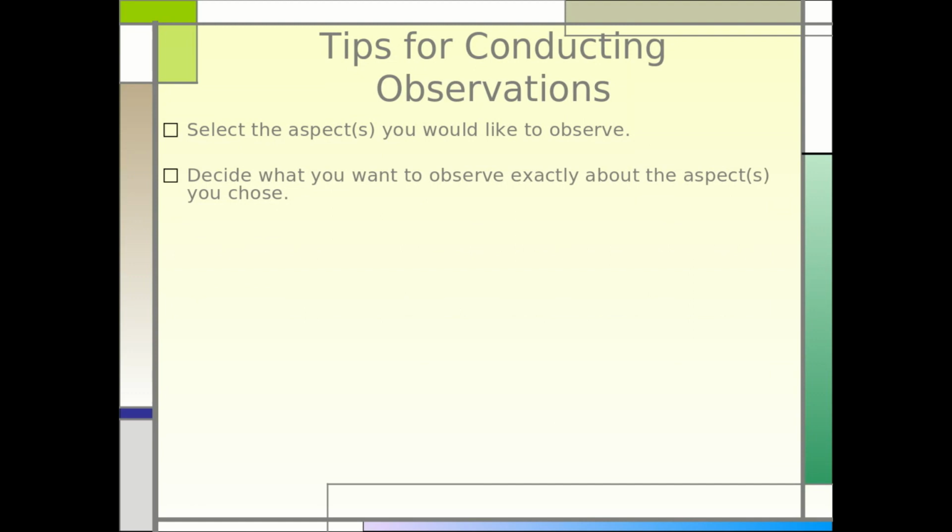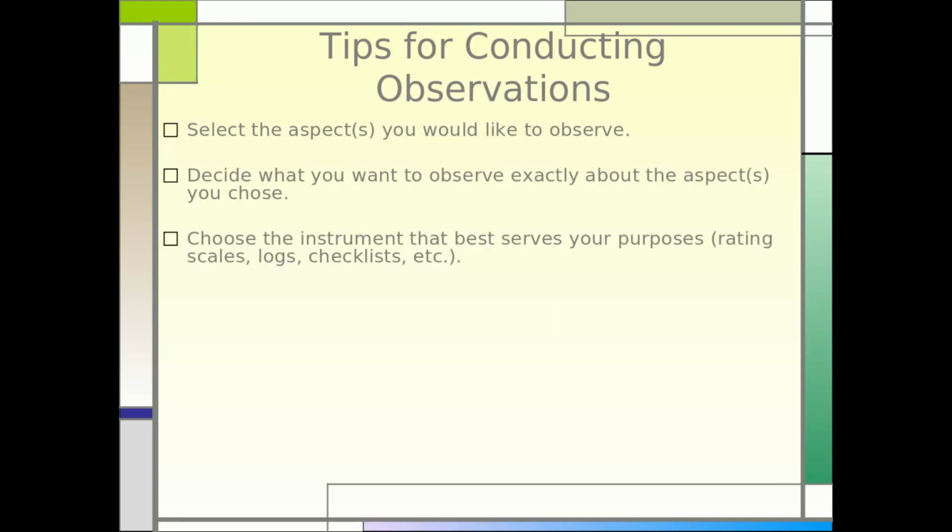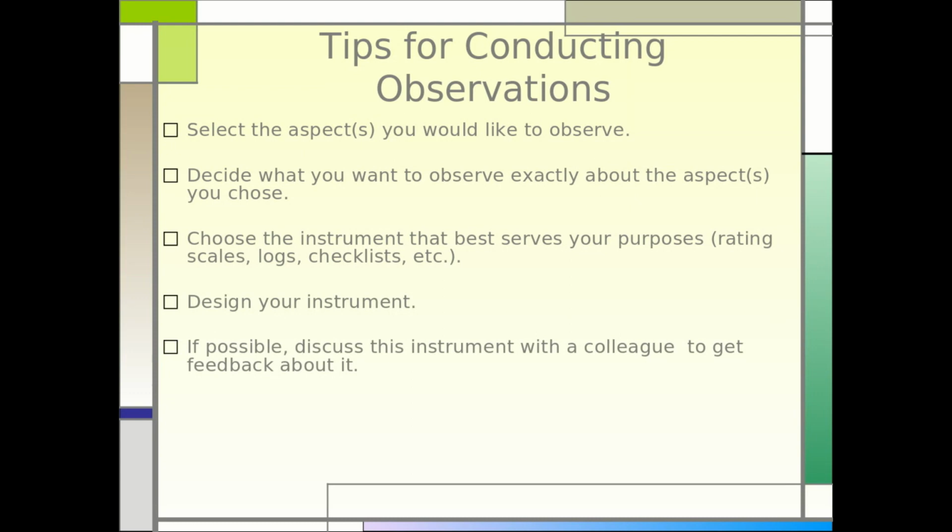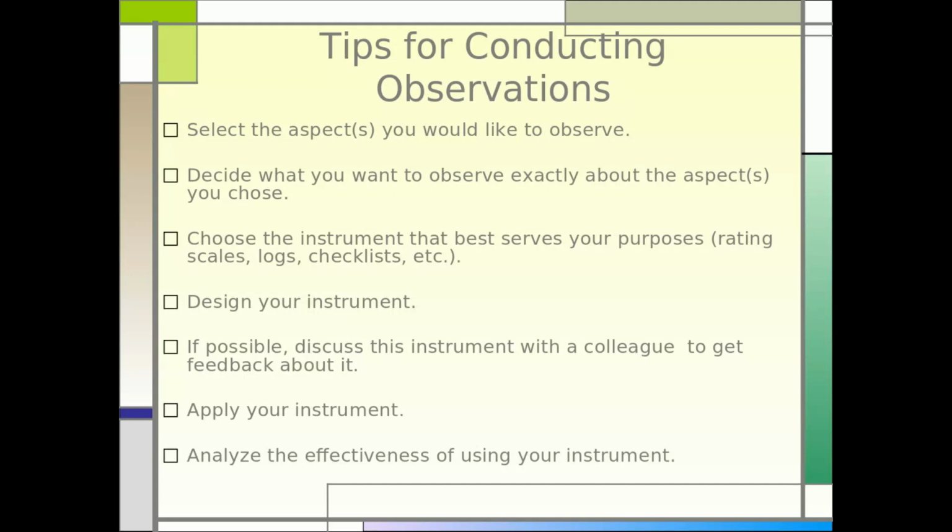Choose the instrument that best serves your purposes: rating scale, log, checklist, etc. You design your instrument. If possible, discuss this instrument with a colleague to get feedback about it. Then you apply your instrument and analyze the effectiveness of using it. If there's anything that needs to be corrected next time you use it, then do it.